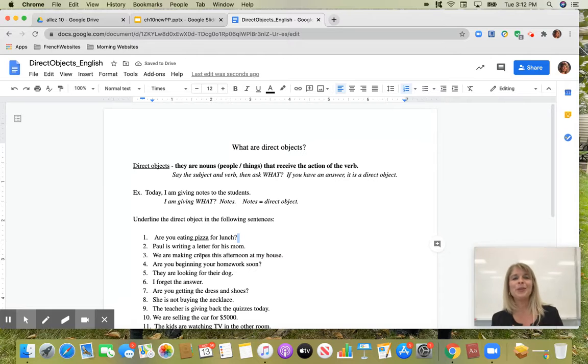Okay, number 2, Paul is writing a letter for his mom. Paul is writing what? That's right, a letter. We're going to include the noun markers, and also we're going to go ahead and include any adjectives that might come with it for our purposes, because we're going to eventually be getting rid of the direct object, and we're going to be using a direct object pronoun in its place, in which case you're going to get rid of all adjectives and noun markers and things too.